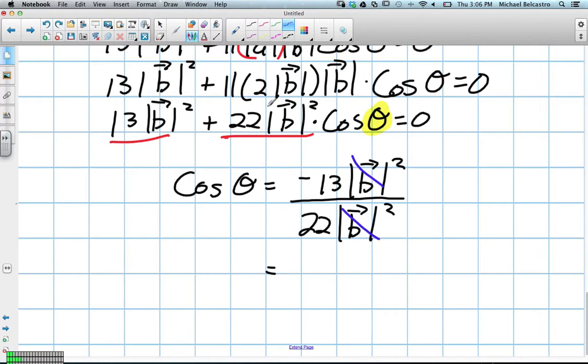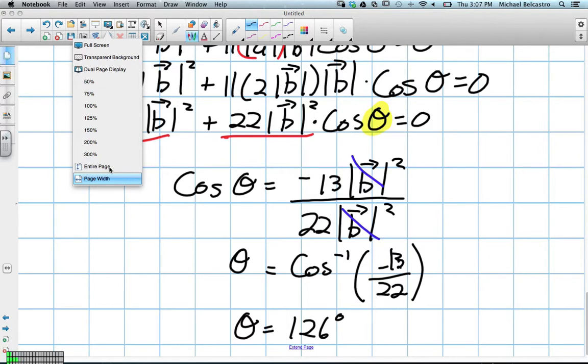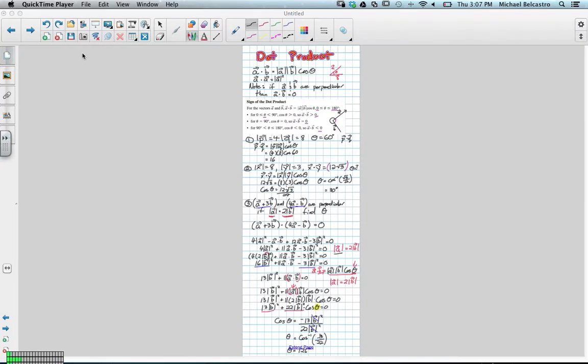Okay. So we're left with theta being the cos inverse of negative 13 over 22. And if somebody could kindly help me out with that. Anyone know what that is? 126. So the angle between our vectors A and B is 126. So a lot of stuff in 7.3. The first 2 parts really simple. The last one relatively difficult.